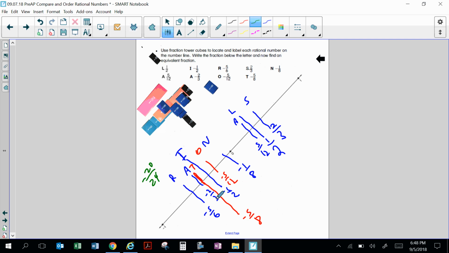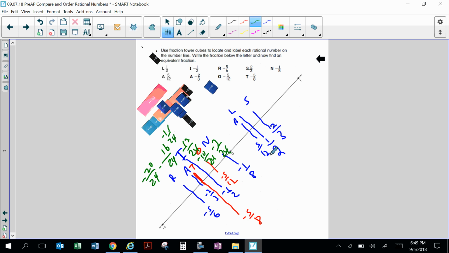How do you build negative 2/3 to 24? Times 8, that would be negative 16/24. How do you build negative 5/8 to 24? Times 3, that would be negative 15/24. How do you build negative 1/2? Times 12, that'd be negative 12/24. Then negative 5/12 times 2 would be negative 10/24. Then negative 1/8 times 3 would be negative 3/24.